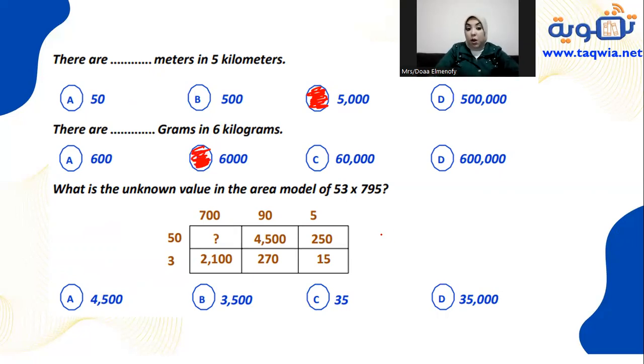Okay, this is the area model. How can we get the missing number? It's easy to get the missing number. We have to multiply these two numbers. So 700 by 50. Here we have to put the 3 zeros. And 7 by 5 equals 35. So it's 35,000.